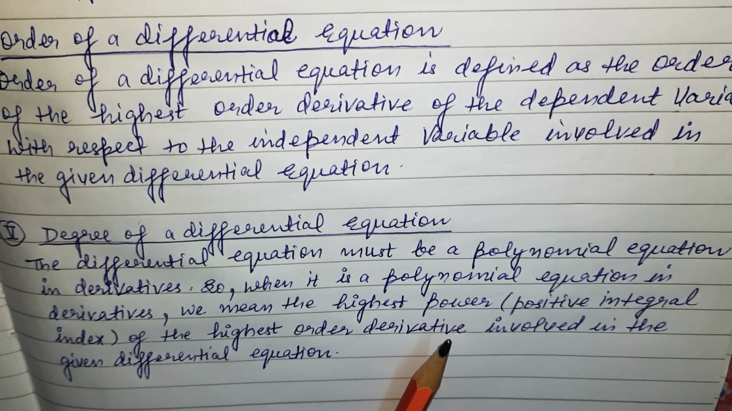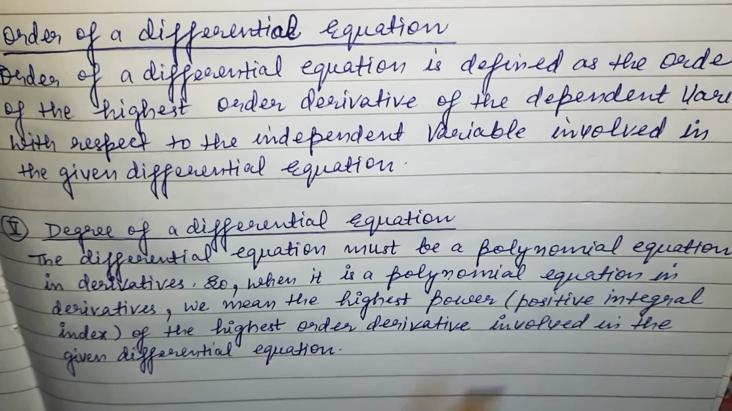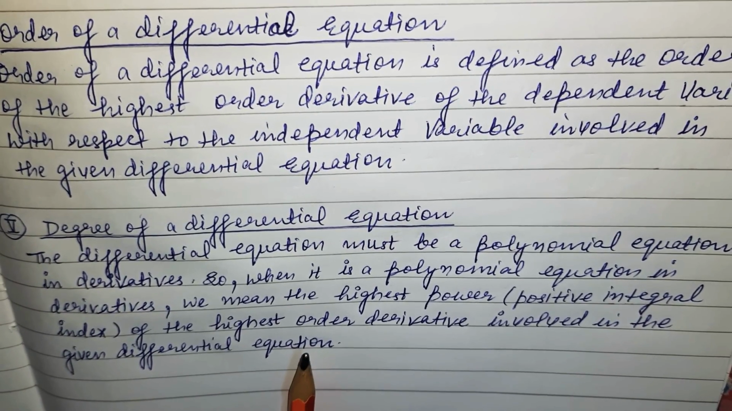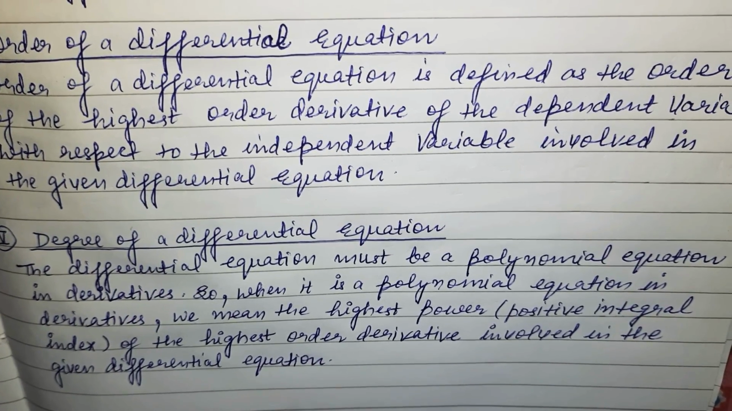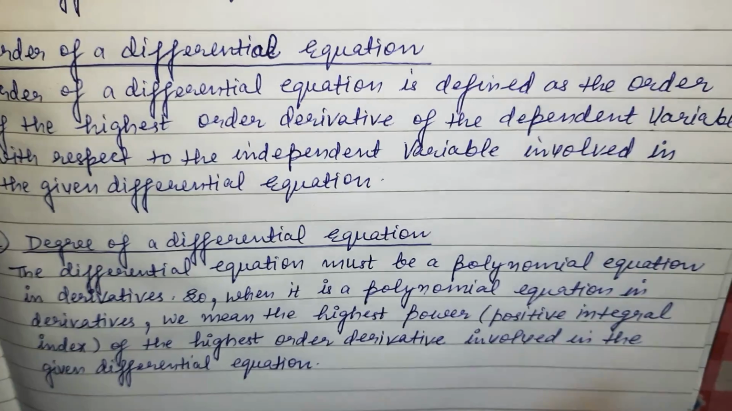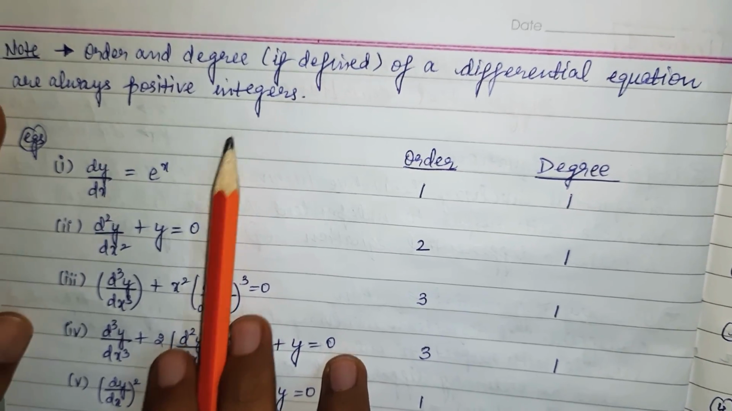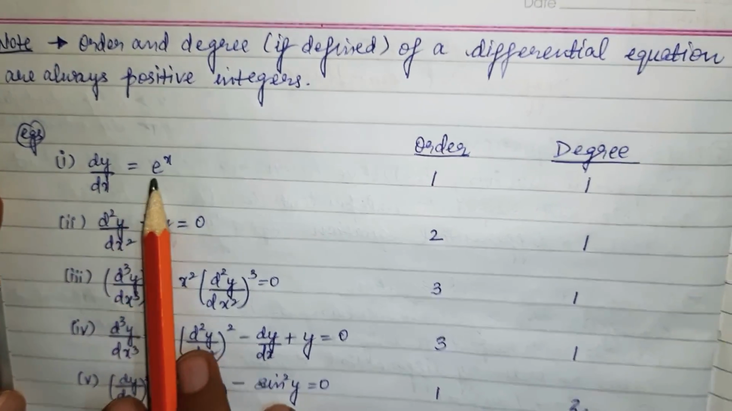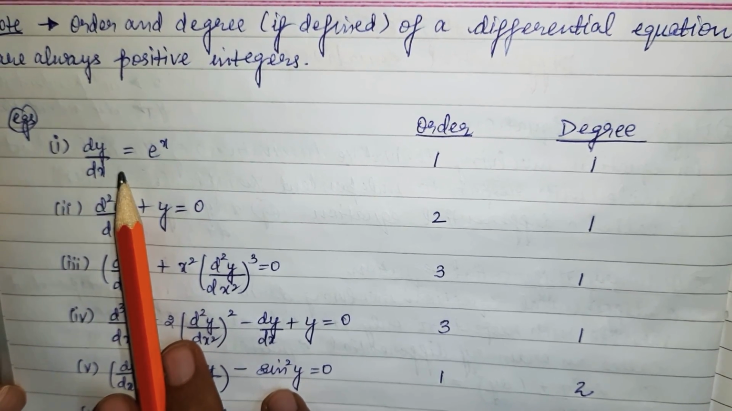When it is a polynomial equation in derivatives, by degree we mean the highest power of the highest order derivative involved in the given differential equation. So we need to take the highest power of the highest order derivative. Now see the example, it will be better for you to understand. And whenever we are calculating order and degree, do remember they are always positive integers. Now look at the question examples. dy by dx is equivalent to e raised to the power x. So this is the normal ordinary differential equation.